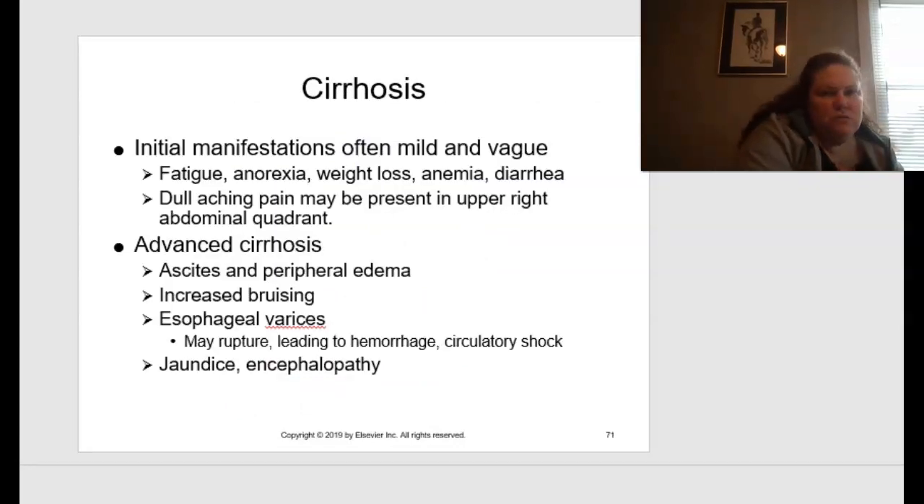Talking about cirrhosis, the initial manifestations are often mild and or vague, okay? And this is fatigue and anorexia, weight loss, anemia, diarrhea. Dull aching pain may be present in the upper right abdominal quadrant.